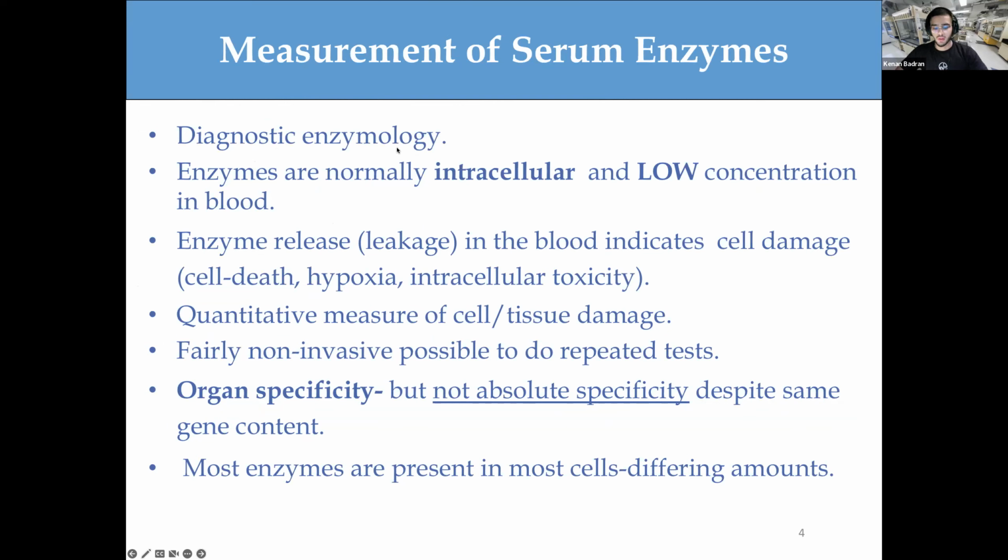In other words, for most enzymes, you only find them within a cell, and in the blood they're in low concentration. So if there is release by leakage into the blood, it indicates something is not going right: cell damage, either by cell death, hypoxia, brute force, trauma, or intracellular toxicity. So we can get quantitative values of the extent of tissue damage by seeing the level of the enzyme.